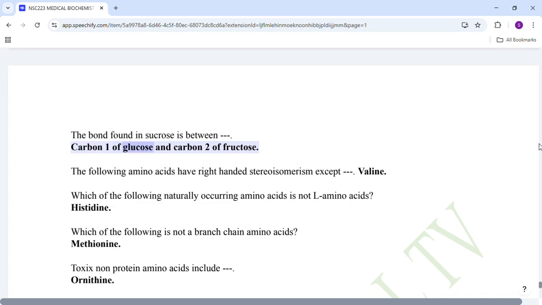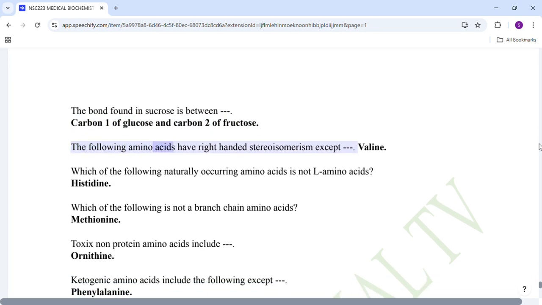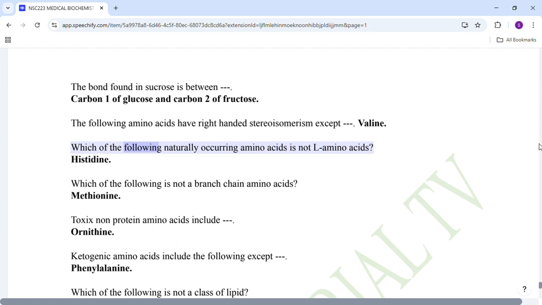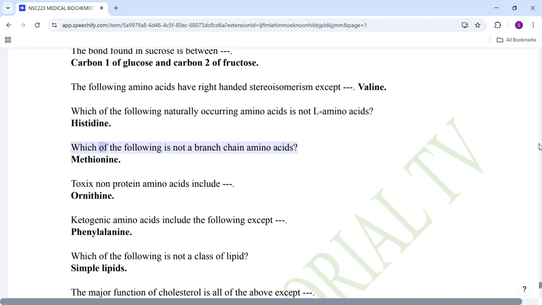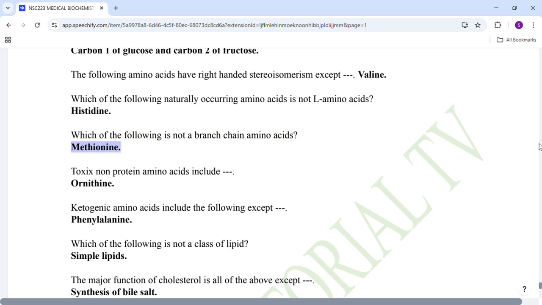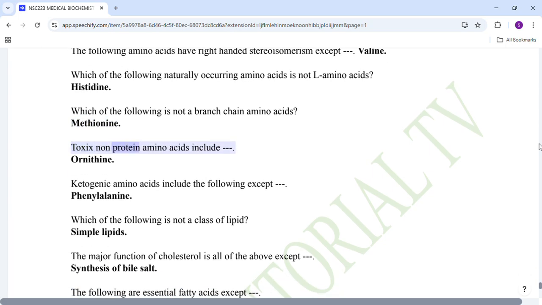Carbon 1 of glucose and carbon 2 of fructose. The following amino acids have right-handed stereoisomerism except dash dash. Valine. Which of the following naturally occurring amino acids is not L-amino acids? Histidine. Which of the following is not a branched chain amino acid? Methionine. Toxic non-protein amino acids include dash dash.